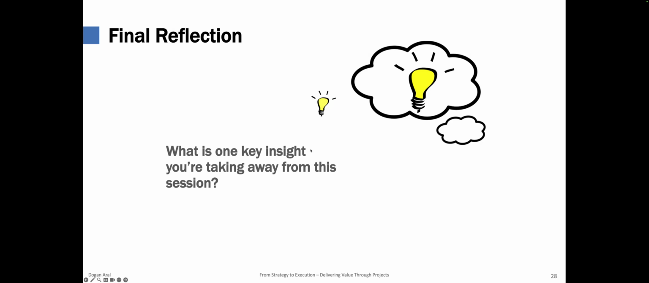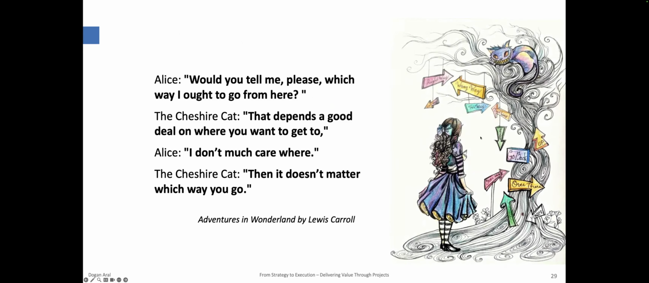If not, then I'll close our session with a short story, again a well-known story from Alice in Wonderland. Alice asks the Cheshire Cat, "Which way should I go?" And the cat replies, "That depends on where you want to get to." Alice says she doesn't really care. And the cat responds, "Then it doesn't matter which way you go."